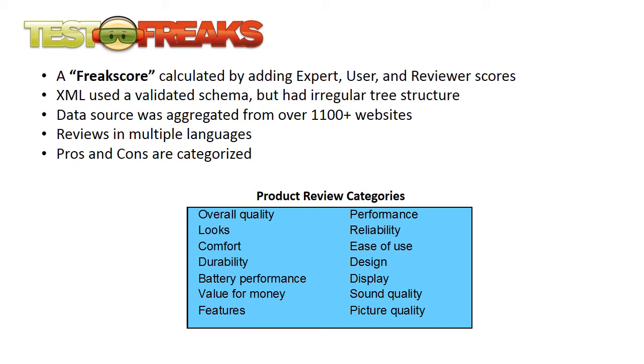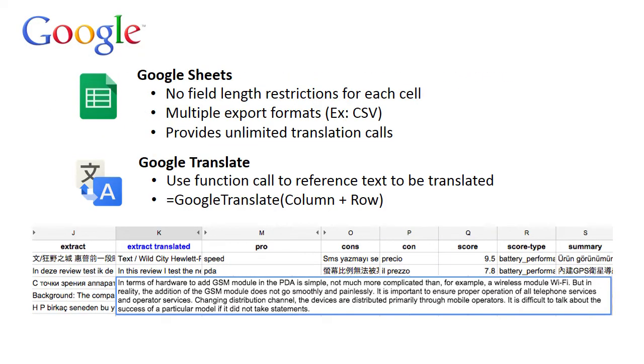The TestFreaks website, which pulls product reviews from over 60 countries and tens of thousands of websites, provides an aggregated score on a scale of 1 to 10 for each product. In this instance, the data was not only from 1,100 different websites, but also contained reviews in multiple languages, which required additional translation. Some sentiment characterized as pros and cons were categorized using key terms such as overall quality, features, and performance. Google Sheets was used to translate and organize the data.